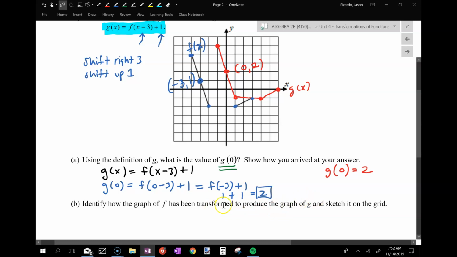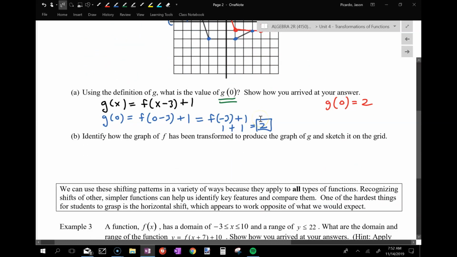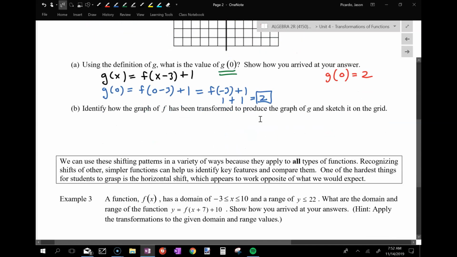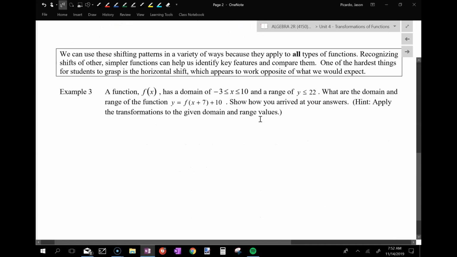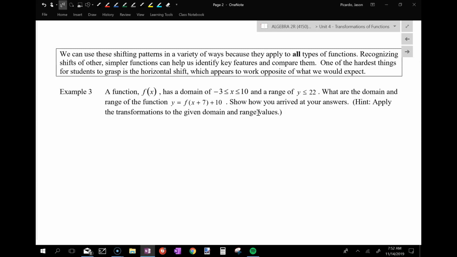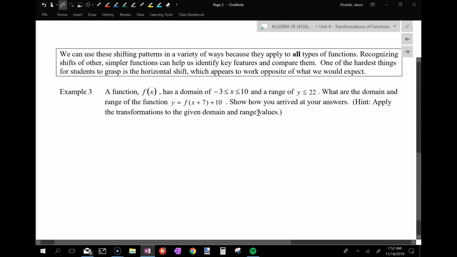Identify how the graph has been transformed and produce the sketch. All right, we already did that, okay? Guys, this seems like a really difficult problem. And in fact, Abby's practically cowering right now. Look at her. She's like, it's not that bad of a problem, right?